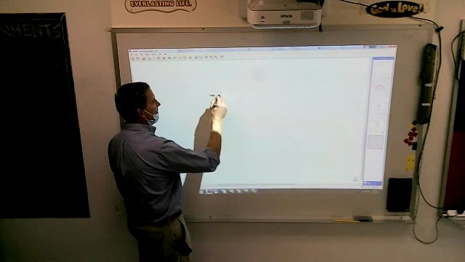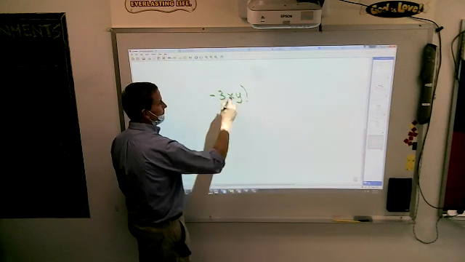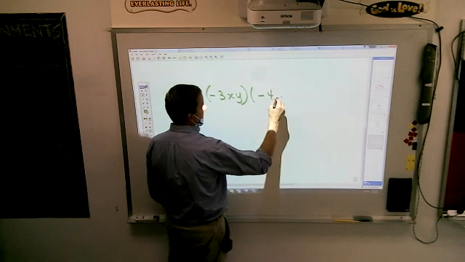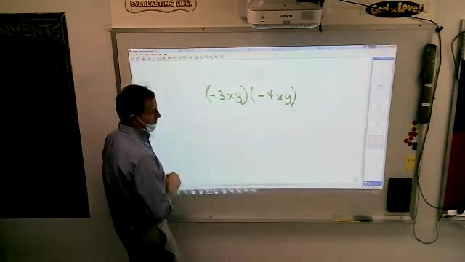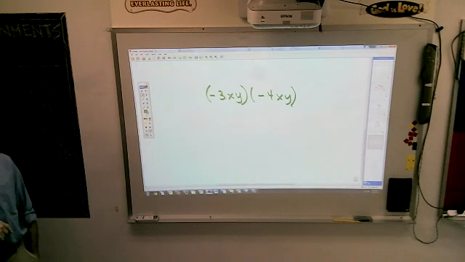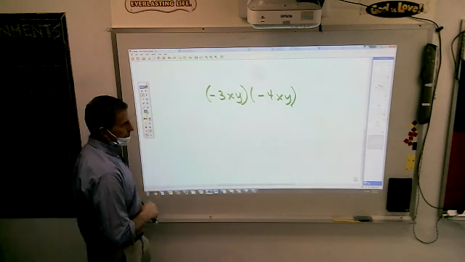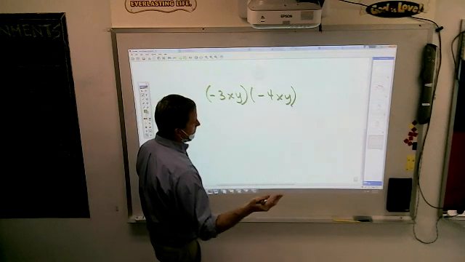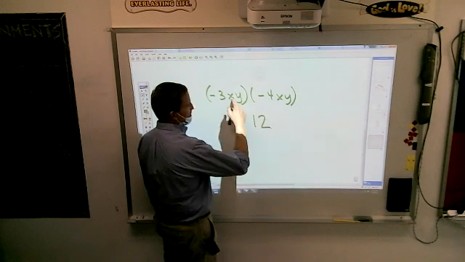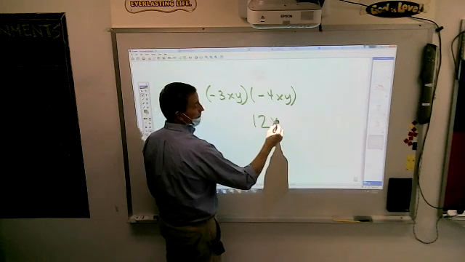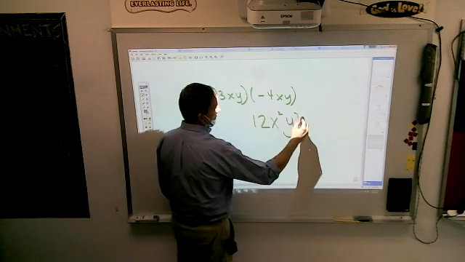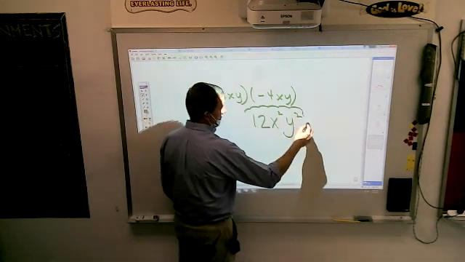What if I have a -3xy times a -4xy? First thing, decide if it's going to be negative or positive. How many negatives are there? So my answer is going to be positive. 3 times 4 is 12, x times x is x squared, and y times y is y squared. Again, you don't need to put the positive there, but it is.